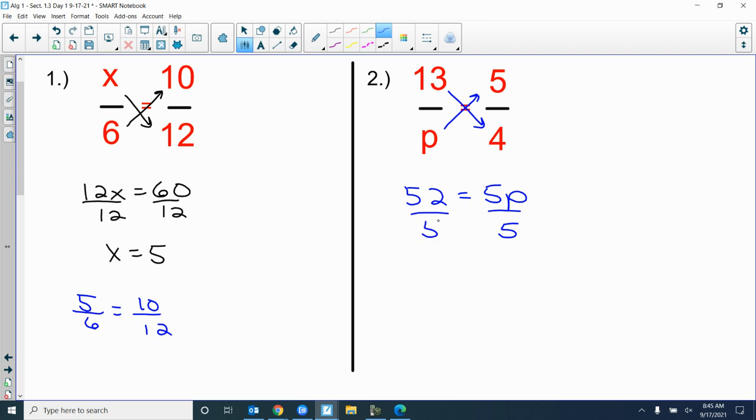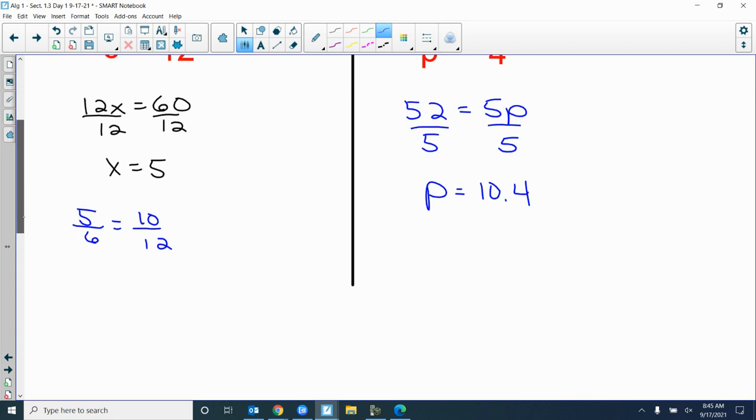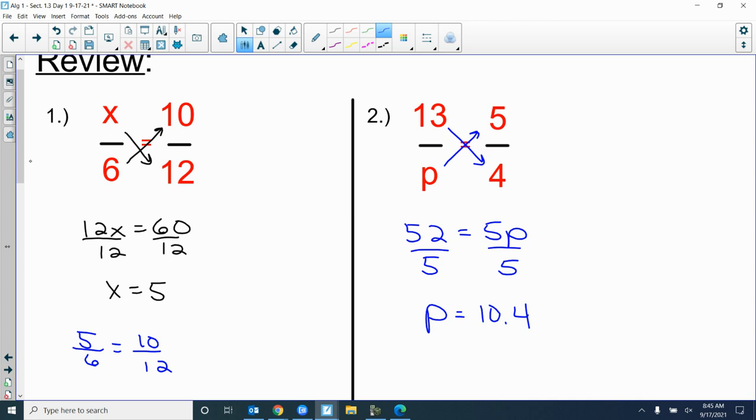Divide by 5. And I get p equals, what's 52 divided by 5? 10.4. So 13 divided by 10.4 is the same as 5 over 4. Okay, we agree? So that's all you do with a proportion. Cross multiply, divide. Okay, that'll be the same. Now we use proportions for different things.